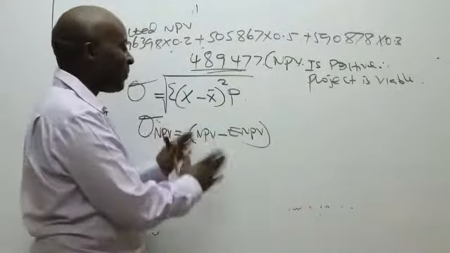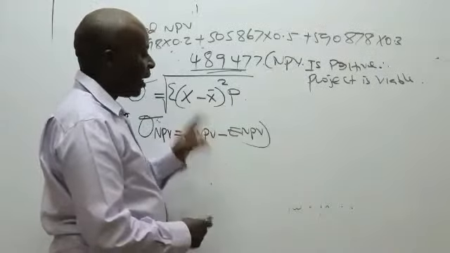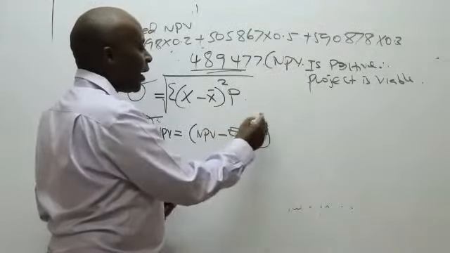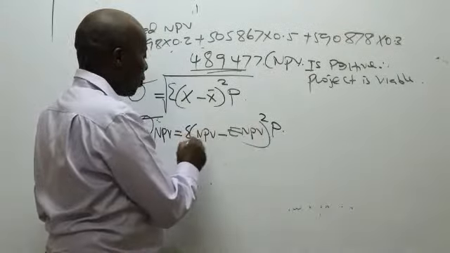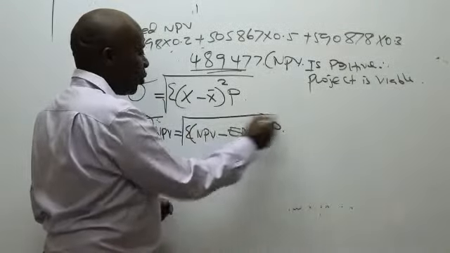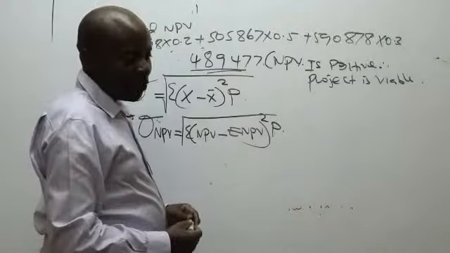So expected net present value is our X bar, the average. And then we square, times probability, and of course there is a summation there. Then you put a square root on top.